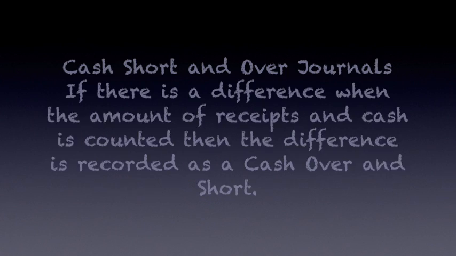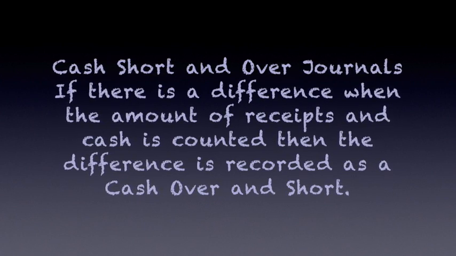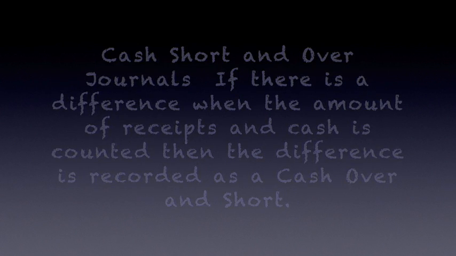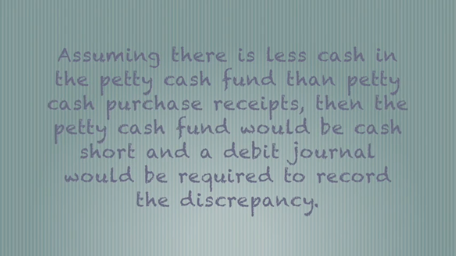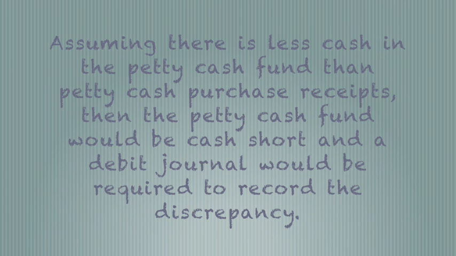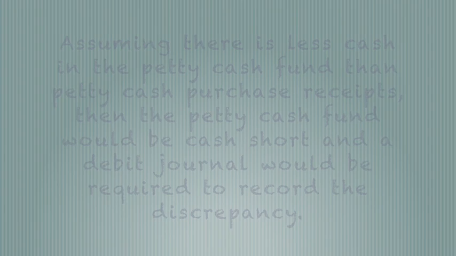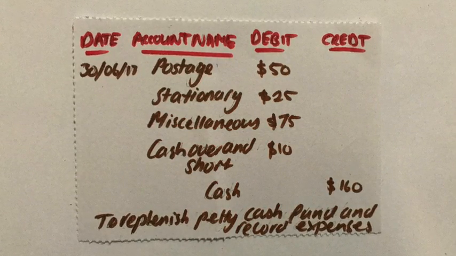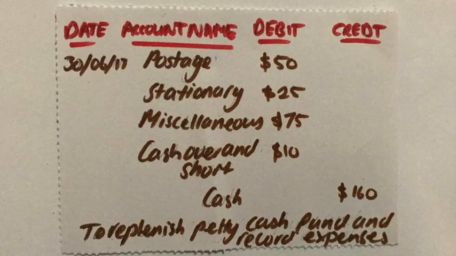Cash short and over journals. If there is a difference when the amount of receipts and cash is counted, then the difference is recorded as cash over and short. Assuming there is less cash in the petty cash fund than petty cash purchase receipts, then the petty cash fund would be cash short and a debit journal would be required to record the discrepancy. The amount of cash over and short equals $10, found by subtracting 150 from 160, showing the difference.